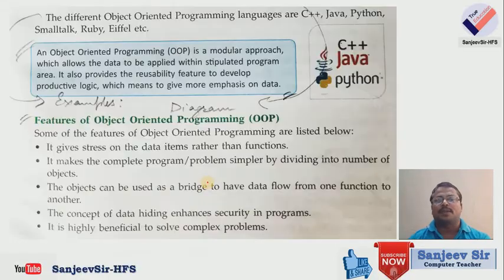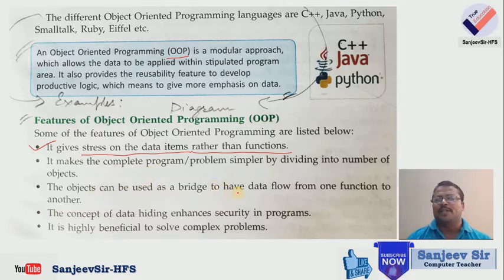We understand in future topics also the concepts given, that what is the purpose of object-oriented programming. This model approach provides reusability of the functions and develops program logic and productivity. But its features here give stress on the data. That means data is most important for this purpose, rather than the function. But in procedure oriented, it is different. It makes the complete program problem simpler by dividing it into a number of objects. So real type of objects we can communicate.